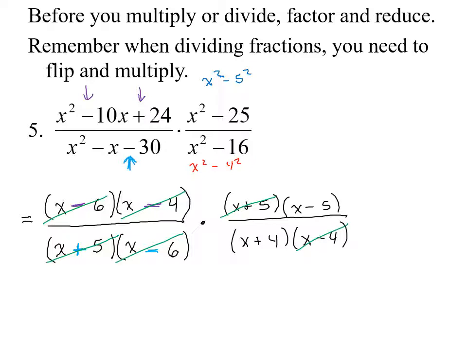But you cannot cancel horizontally. If you're on the same level, they will not cancel. And what you have left over is an x minus 5 and an x plus 4. And that's what you want to do. You try to simplify it as much as possible by factoring everything out and then canceling what you can.